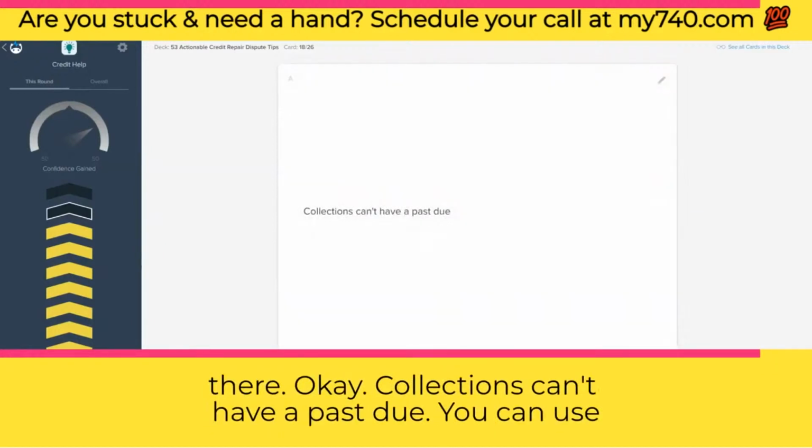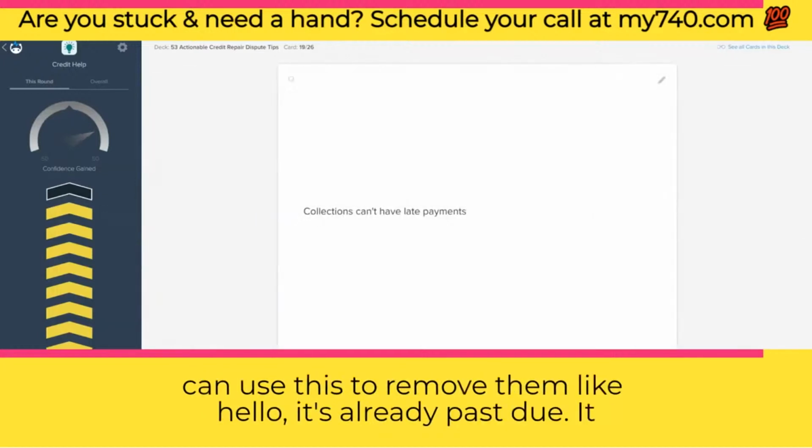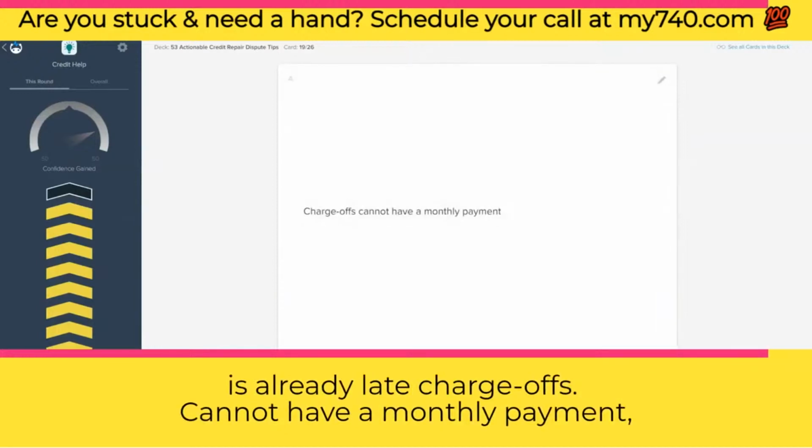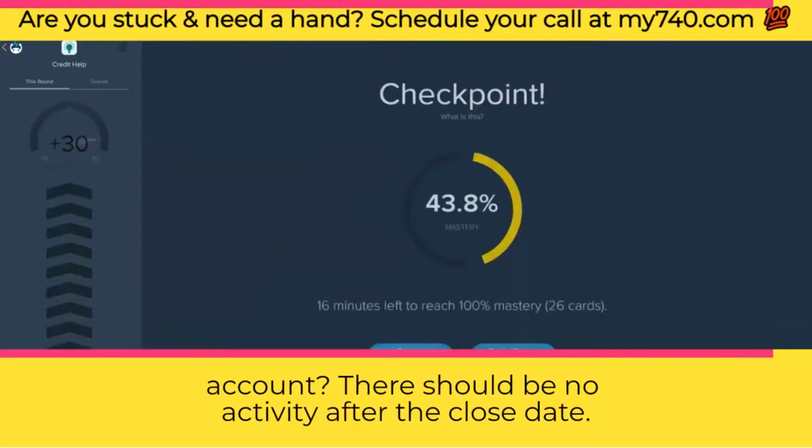Collections can't have a past due. You can use this to remove them. Collections can't have late payments. You can use this to remove them. Like, hello, it's already past due. It is already late. Charge-offs cannot have a monthly payment. They're closed. How can I be paying monthly on a closed account? There should be no activity after the close date, all right?